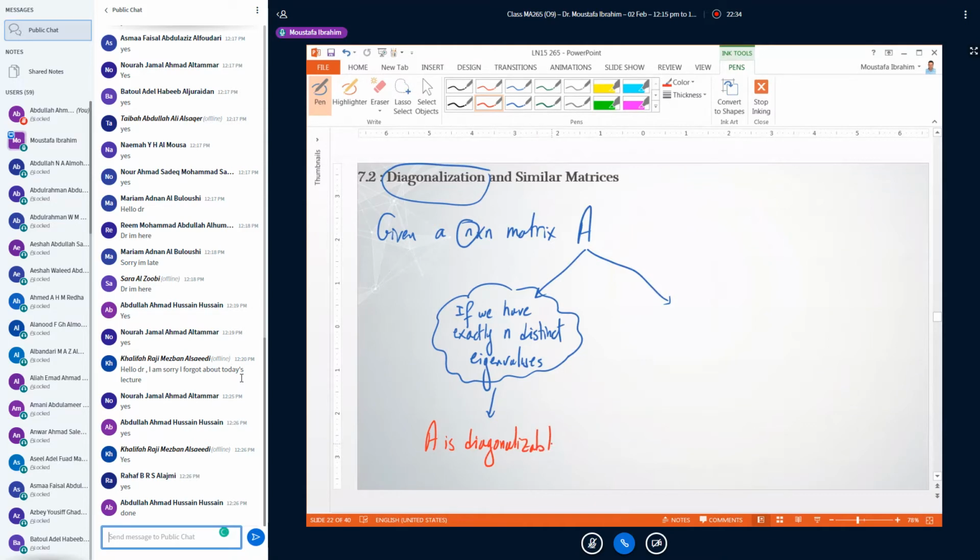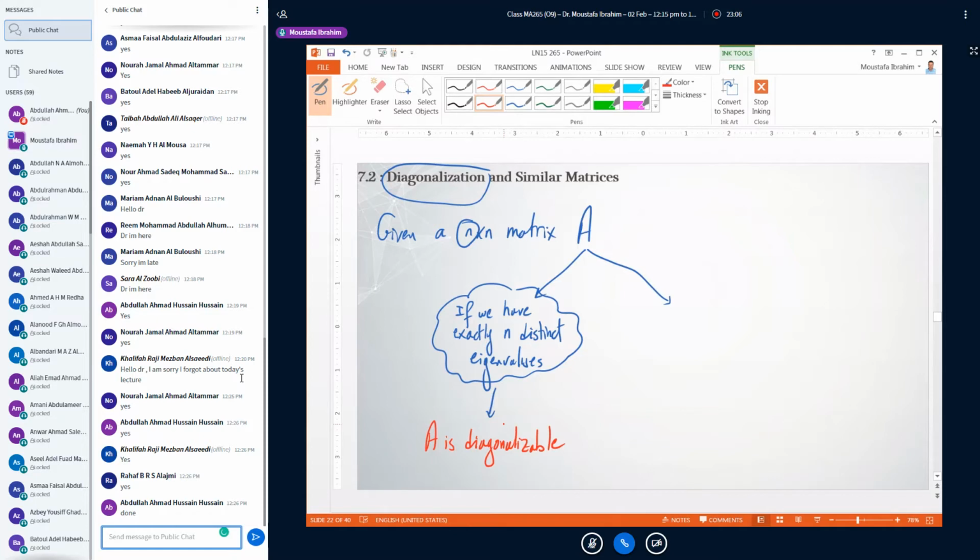We say that A is diagonalizable means it's similar to a diagonal matrix. Okay, guys, for that we use this word, diagonalization. It means A is similar to a diagonal matrix, and this one is diagonal. So if it's similar to a diagonal matrix, we say it's diagonalizable. But when do we know if it's diagonalizable or not? This is the first case. If you have n distinct eigenvalues, then A is diagonalizable.